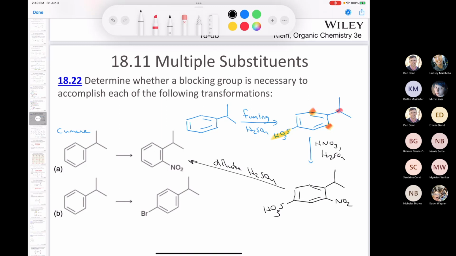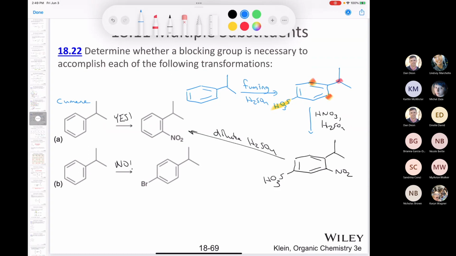And so what about the last one, 18.22b? Would you need a blocking group for this one based on what we looked at or what we talked about? I would say, anybody have an idea? No. Yeah, I agree with you 100%. So we'll put a big old yes here and a big old no here. You do not need a blocking group for this, do you?